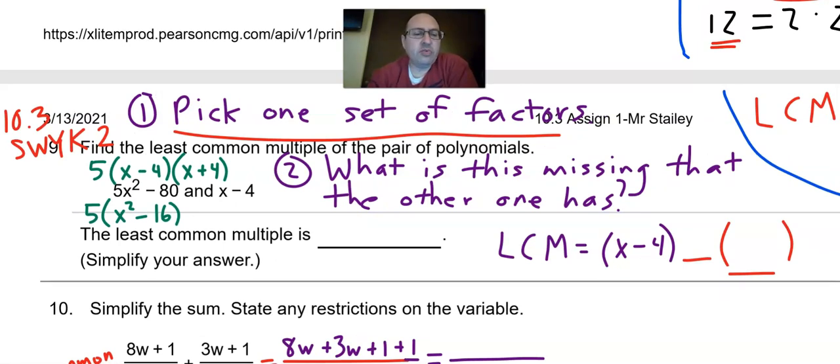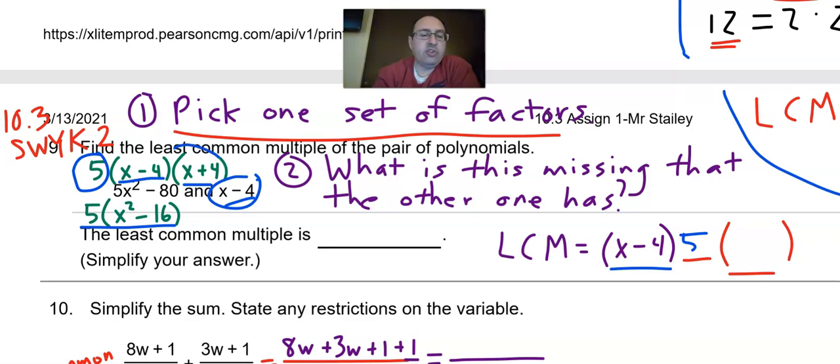First we start by factoring. Obviously x minus 4, pretty simple. Can't get any simpler than that. The 5x squared minus 80 has a GCF of 5, so the first thing I did was pull out the 5. But then I saw a difference of perfect squares, so I separated it into x minus 4 and x plus 4. Pick one of them to start. Let's suppose I start with x minus 4. What does the other one have that I'm missing? Clearly it's missing a 5. I'm also missing an x plus 4. So my GCF is going to be the product of these things.